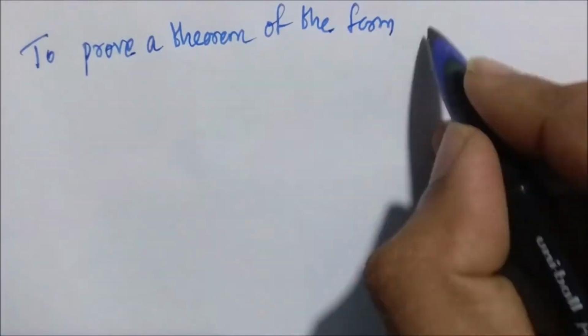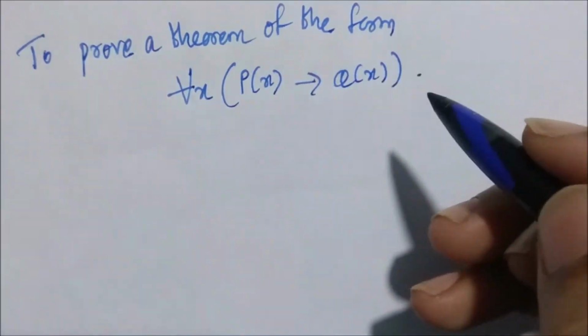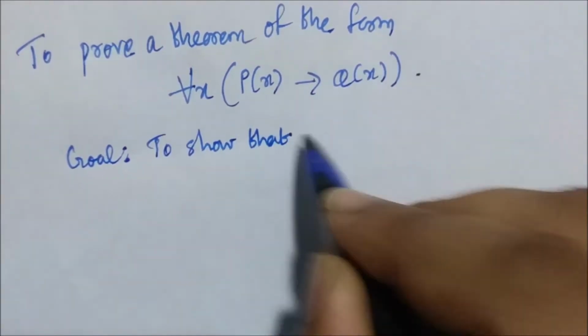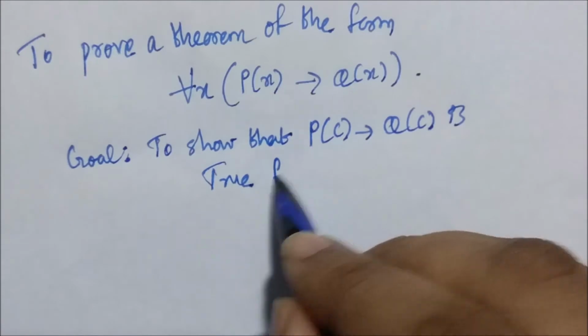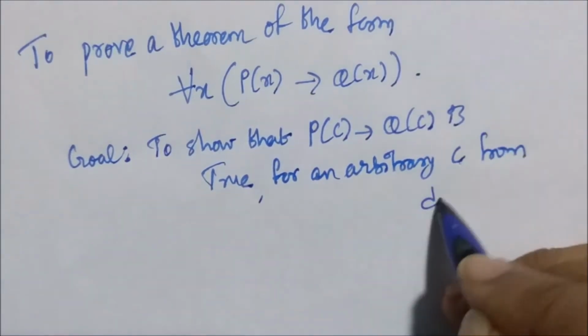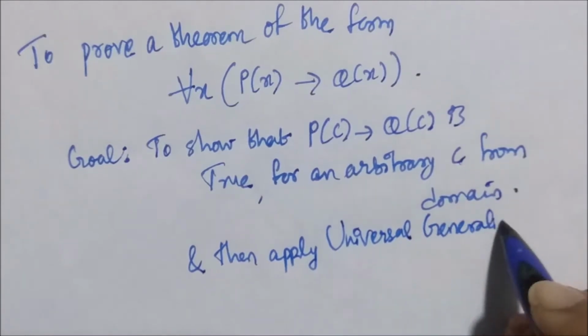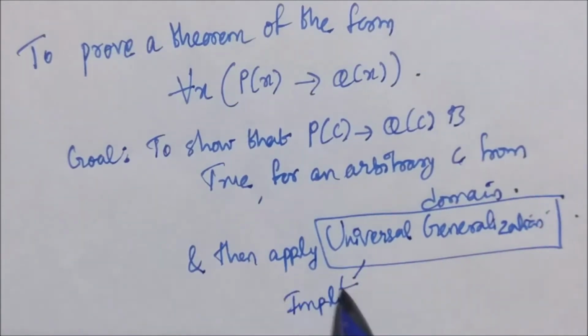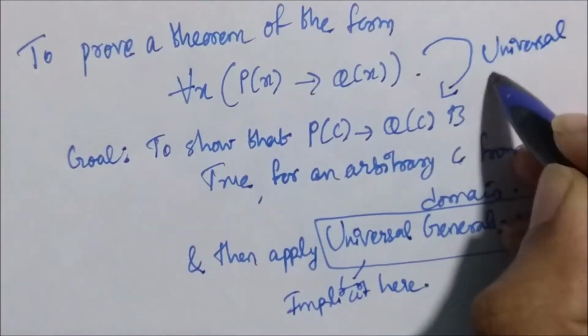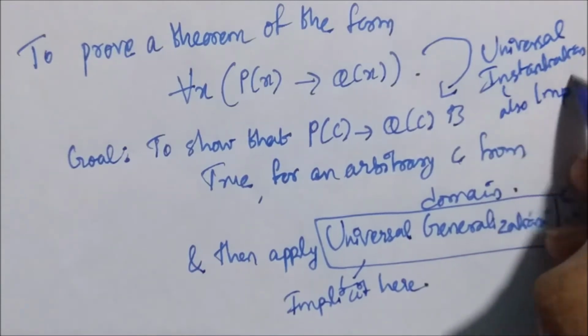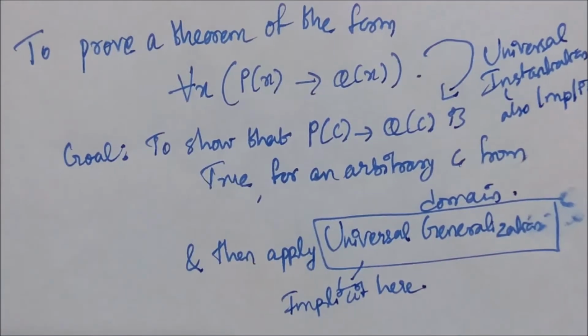So, to prove a theorem of the form for all x, p of x implies q of x, our goal is to show that p of c implies q of c is true, where c is an arbitrary element of the domain, and then apply the universal generalization. Here, both universal generalization and the universal instantiation applied are implicit. They are not explicitly stated.